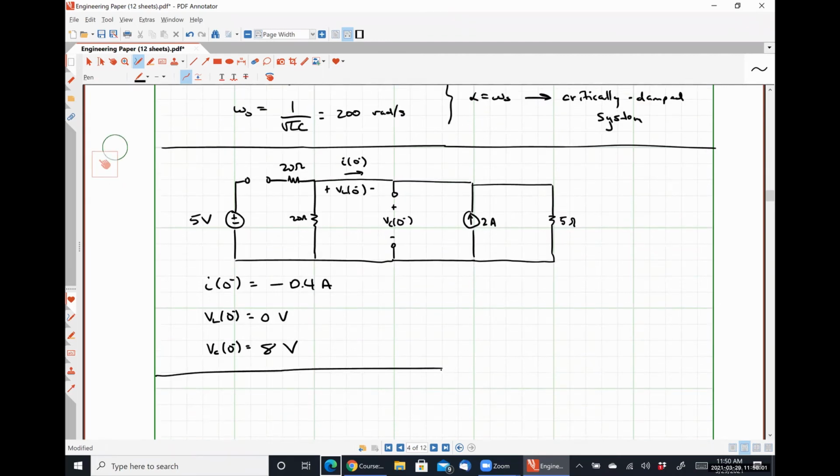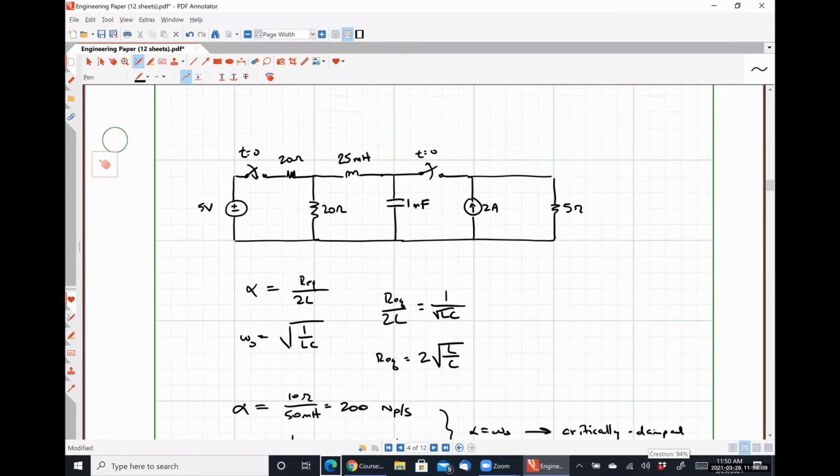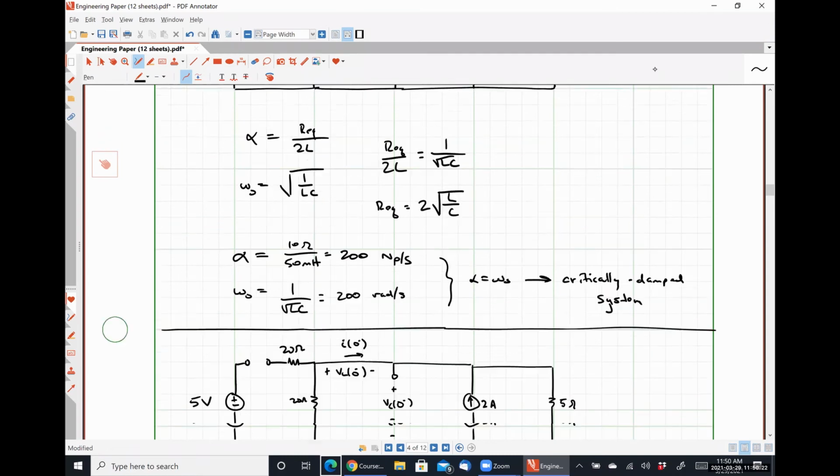So now we analyze the circuit at t is equal to 0 plus. So at t is equal to 0 plus, our leftmost switch is closed and our rightmost switch is open. So this 2 amp source and this 5 ohm resistor are completely thrown out. We don't have to deal with them anymore.